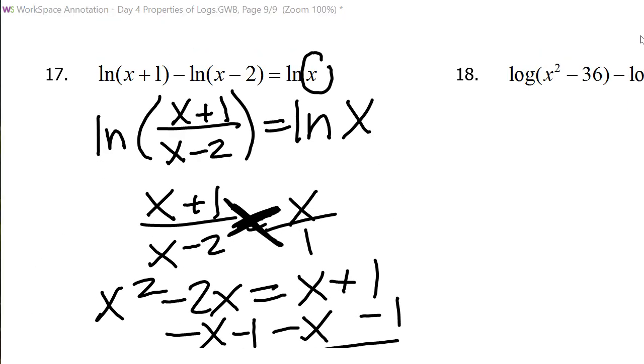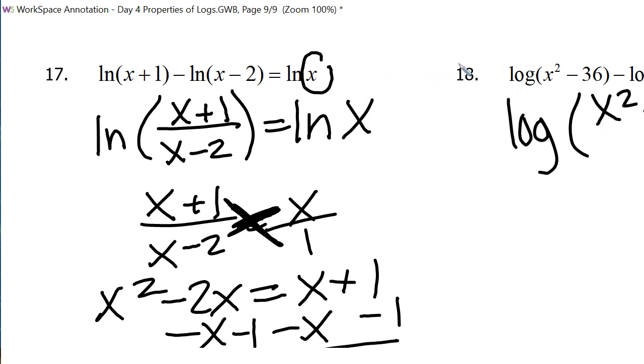And the last one, number 18. What do we need to do here? Divide. So this would be log, and subtraction changes to division. So x squared minus 36 over x minus 6 equals log of 4. Do I want to deal with a quadratic? No, not after doing quadratic formula. I don't want to do that.